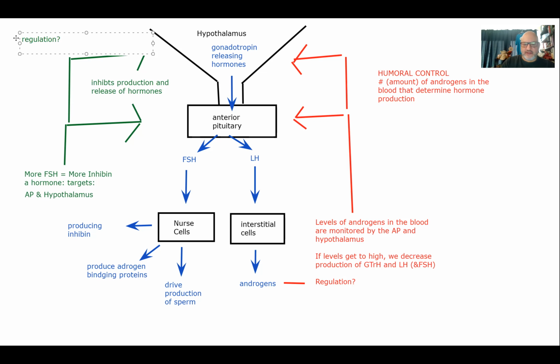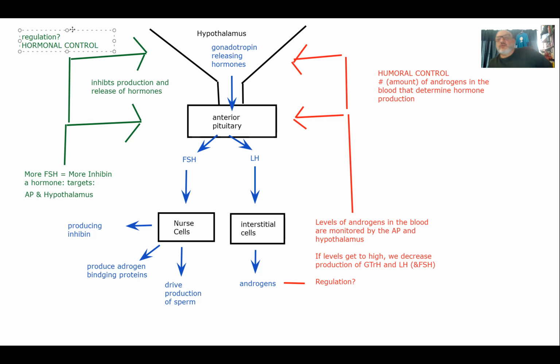Exactly. Hormonal control. I know the red one here, androgens, is tricky because it is a hormone. But remember, it's not the hormone affecting the hypothalamus and the anterior pituitary. The hypothalamus and anterior pituitary are counting how much of that hormone is there. Whereas inhibin is the hormone that targets and influences these cells. So inhibin is expressing hormonal control, where androgen levels are controlled humorally.